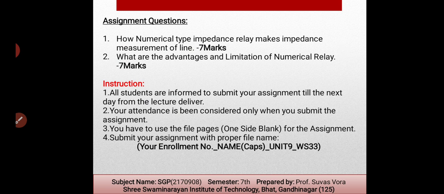There are no worksheet questions, only two questions for your assignment. How does the numerical type impedance relay make the impedance measurement of a line, and what are the advantages and the limitations of the numerical relay. So these two are your assignment questions.